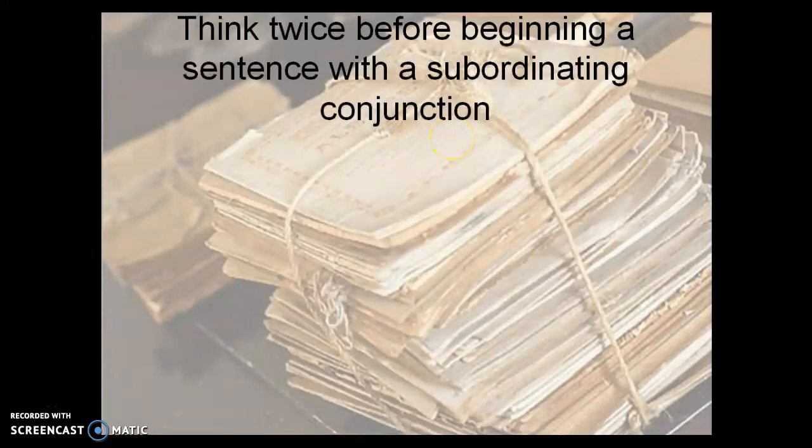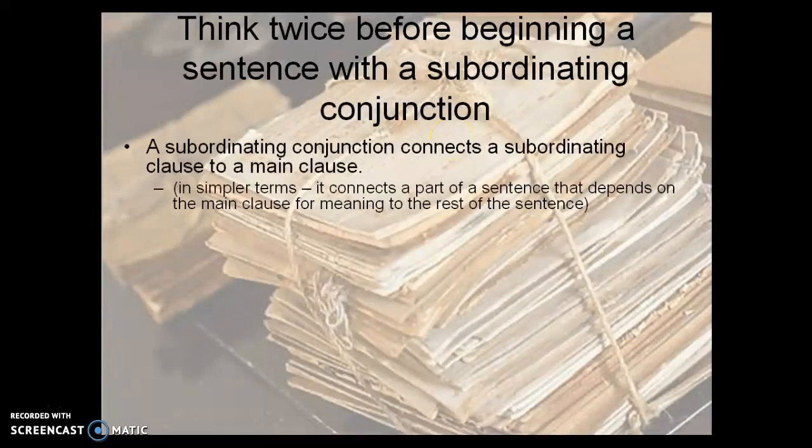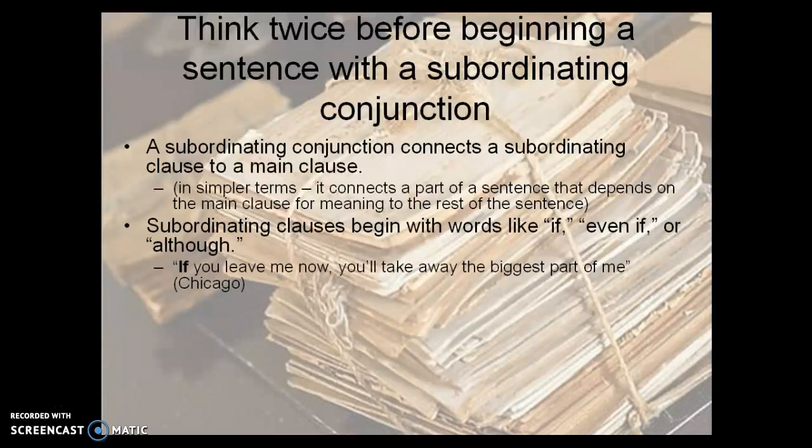Those words are called subordinating conjunctions. A subordinating conjunction connects a subordinating clause to a main clause. Now, if you're kind of shaking your head right now, let's explain that in slightly simpler terms. A subordinating conjunction connects a part of a sentence that depends on the main clause or main sentence for meaning. So you need the rest of the sentence for it to make sense. Subordinating clauses begin with subordinating conjunctions, words like if, even if, or although.